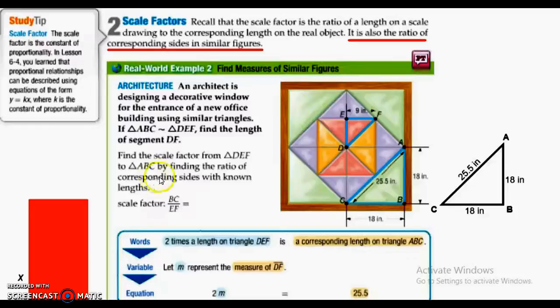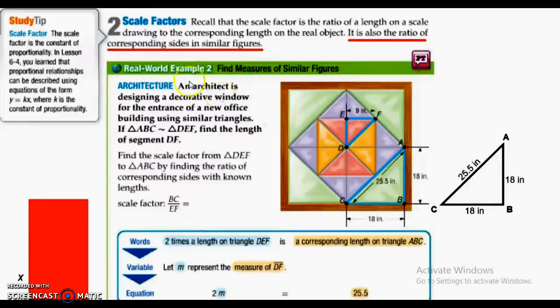Alright, let's wrap this up with our real world problem, last problem of the video. We have a decorative window, it looks like here. Someone's trying to make and figure out the distance this missing side DF has to be. And he wants them to be similar triangles. So let's look at this triangle down here first. We pulled it out over here. 18, 18, 25 and a half. And now we have this small triangle. We want it to be proportional.